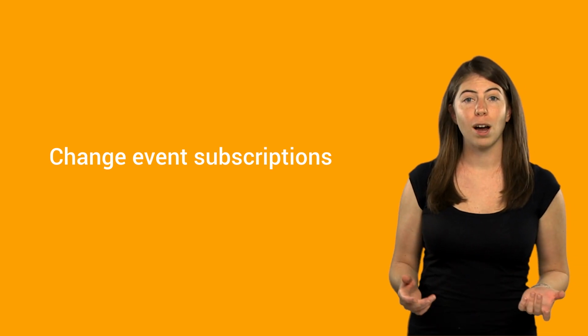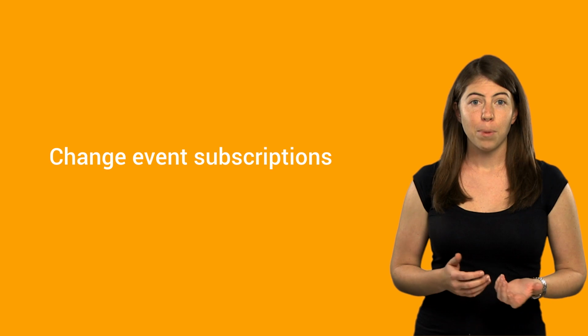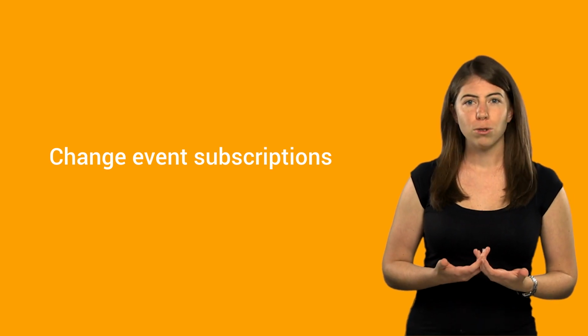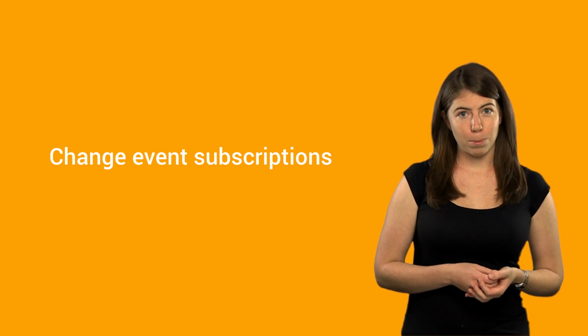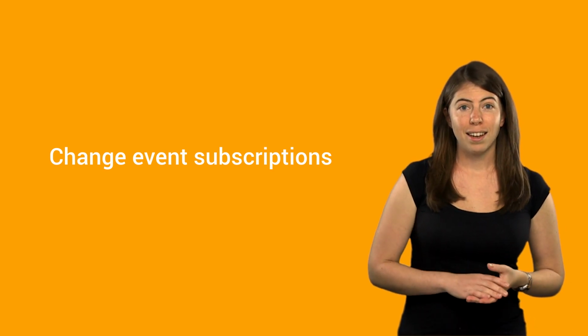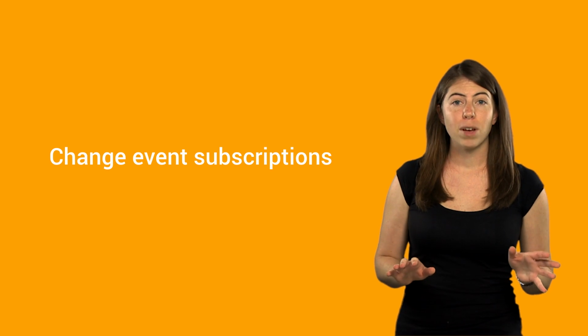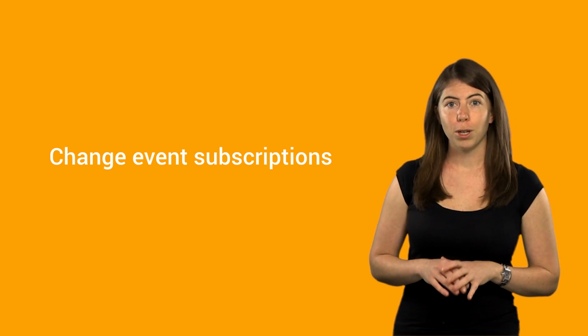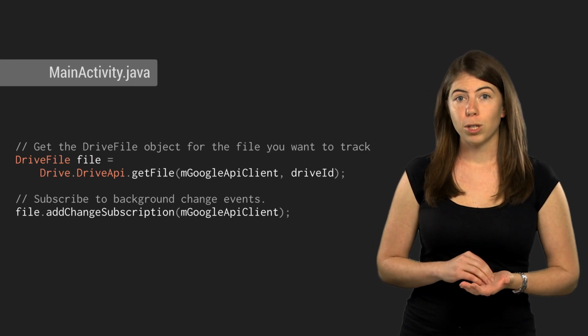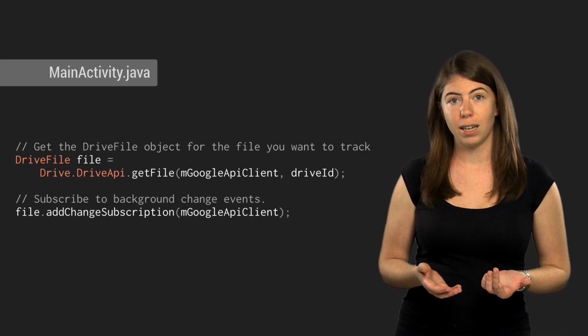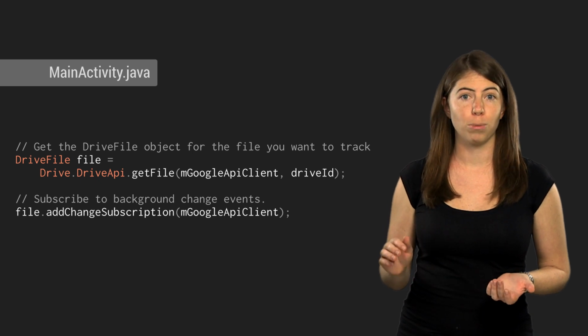Some of you may already be aware of change event listeners, which allow you to listen for changes to a particular item while your app is running. But what if you want to inform users that a file they're interested in has changed while your app isn't running? The newly added change event subscriptions allow you to do just that. Subscriptions deliver exactly the same events as are delivered to a change event listener, but you request them and receive them in a slightly different way.